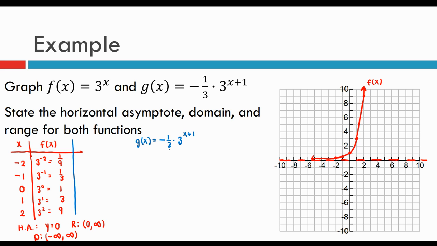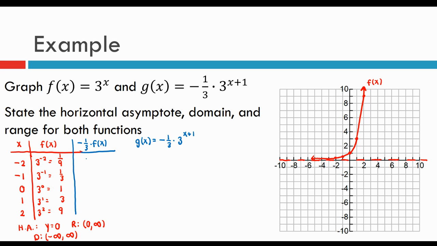So the fact that we've got this negative 1/3 being multiplied by 3 to the power of x plus 1, remember, because that negative 1/3 is outside of that base, that means that that's dealing with the f of x column. So I know that I want negative 1/3 to be multiplied by the f of x column. Okay, so all of those numbers, so 1/9 needs to get multiplied by negative 1/3.